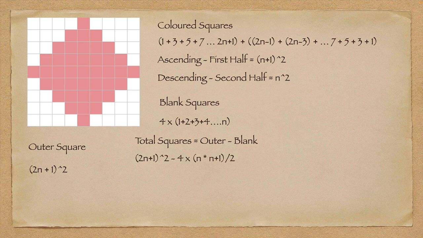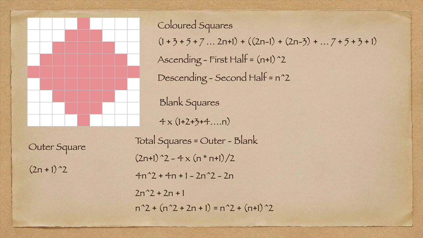The blank is 4 times n into n plus 1 divided by 2. So the total is 4n square plus 4n plus 1 minus 2n square minus 2n, which is 2n square plus 2n plus 1. Separate this out: n square, plus n square plus 2n plus 1, which can be factorized as n plus 1 whole square. And therefore, whether you use the first method or the second method, you still come back to the same answer: the total number of colored tiles is n square plus n plus 1 whole square, which is exactly what we need to prove.